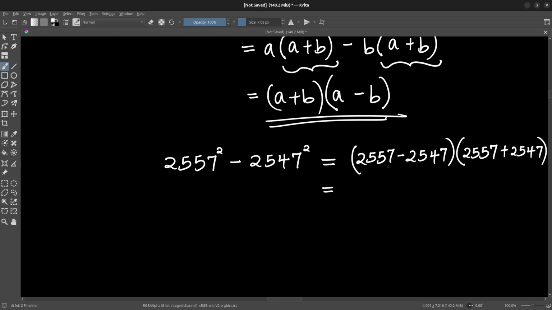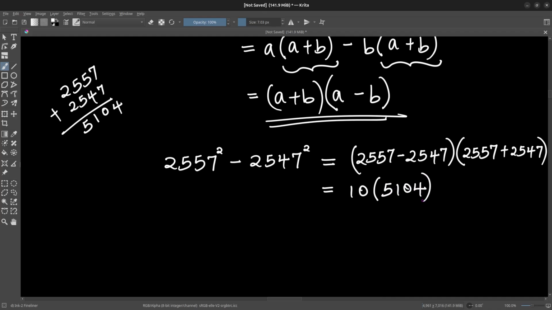So 2557 minus 2547, that's going to be 10, and then times, now you have to add 2557 plus 2547. This is going to be 14, carry 1, that's 10, carry 1, that's 11, carry 1, that's 5. So this is 10 times 5104. So this is the same as 51040, which is the answer.